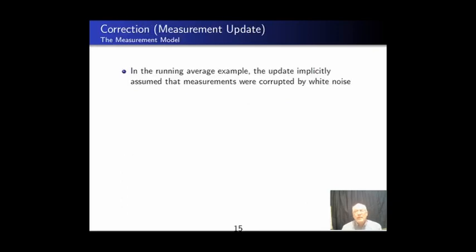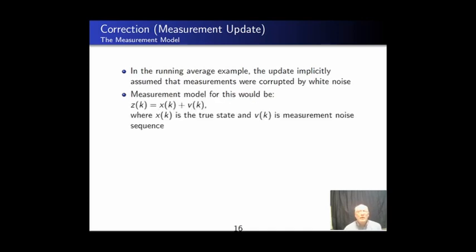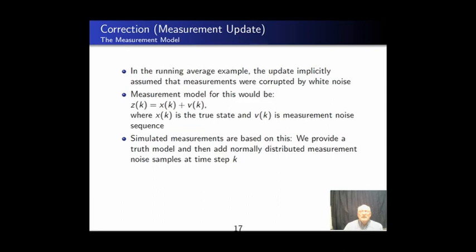In the running average example that we did with the resistor, the update implicitly assumed that all the measurements were corrupted by white noise. We would model this mathematically in the following way. The measurement Z is equal to the true state plus some measurement noise. Here V at time K is the measurement noise at time K. Now when we're doing simulations, we assume that we know the truth, and therefore we can generate simulated measurements by adding normally distributed measurement noise to the truth at each point in time. Measurement processing is sometimes called observation processing.